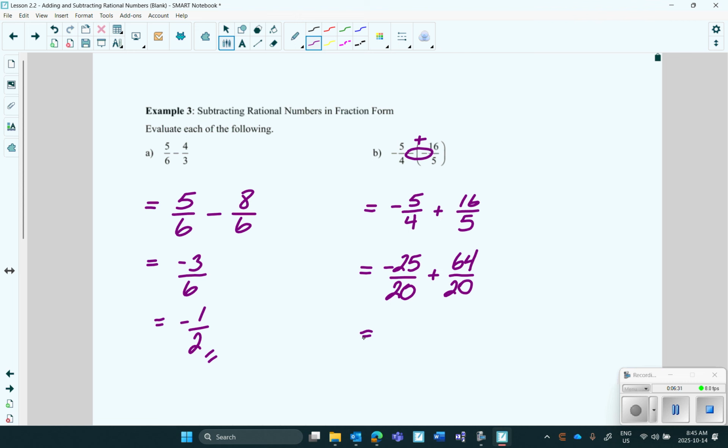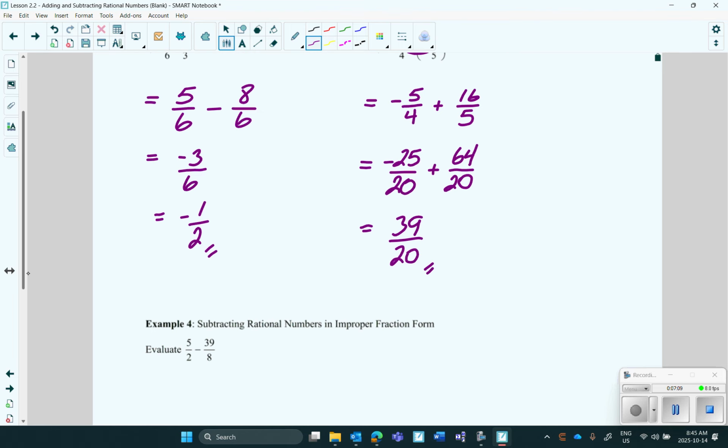And now we've got to think negative 25 plus 64. Remember, if you're having trouble doing it in your head, pull out a calculator. It's okay. Nobody's going to judge you. What do we get? 39 over 20, which can't be reduced. And remember, I should have mentioned this at the beginning. Any improper fractions, we don't need to change to mixed numbers, we do need to make sure it's reduced, which this one is. Okay? I think we're getting the hang of this. We're going to do one more.